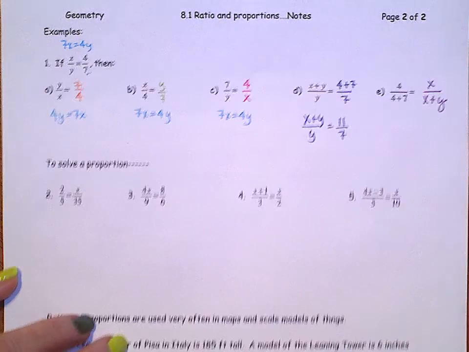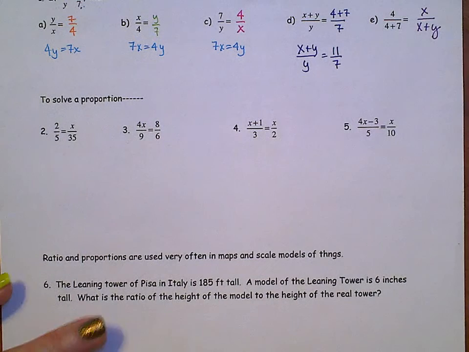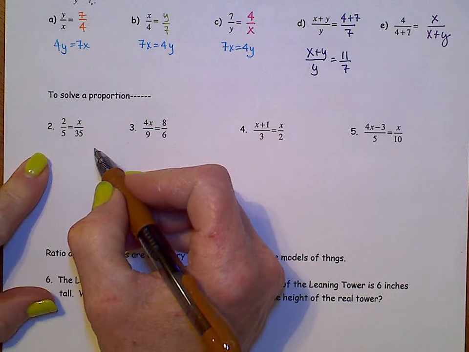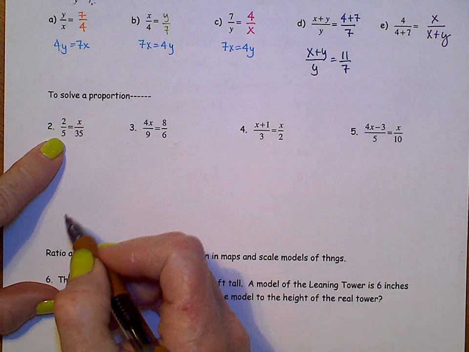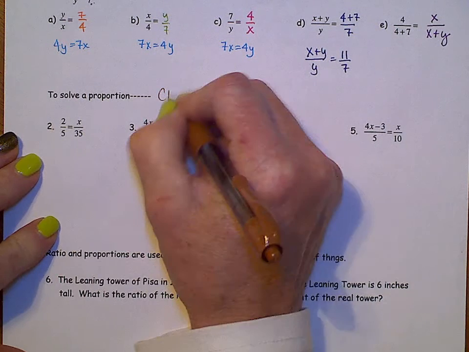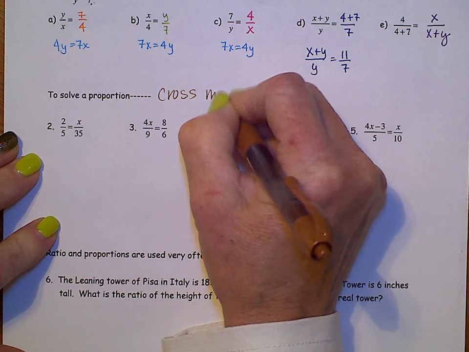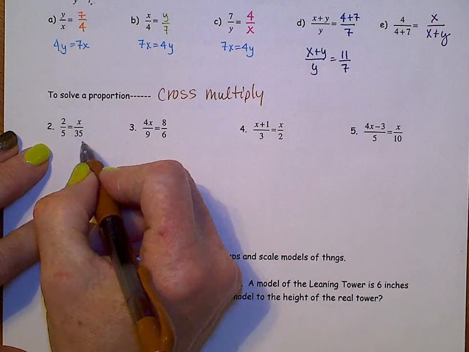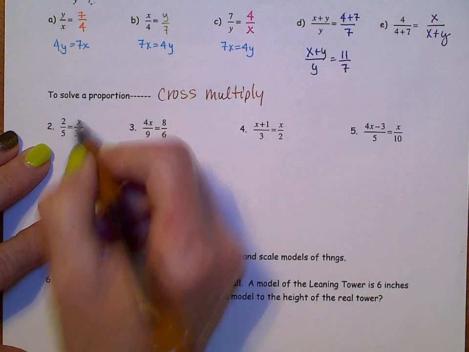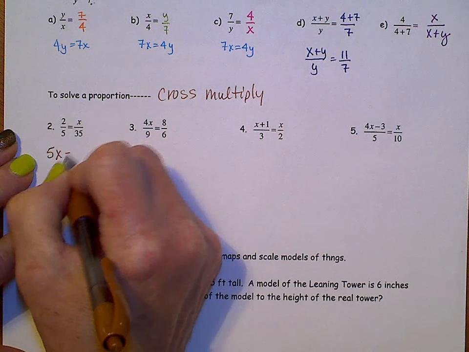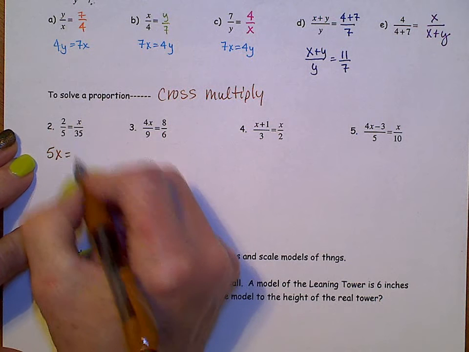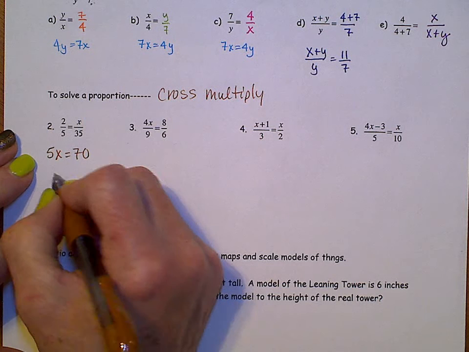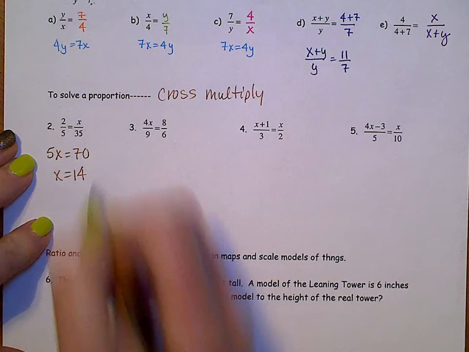All right, now bringing back some algebra, this should all be review for you. In order to solve a proportion, we need to cross multiply. So we can cross multiply here and do 5 times x. 5x equals 2 times 35, 70. Divide out that 5. x is 14. Done.